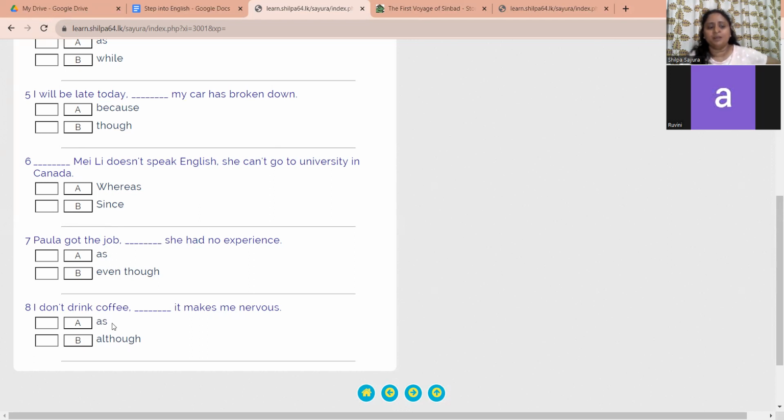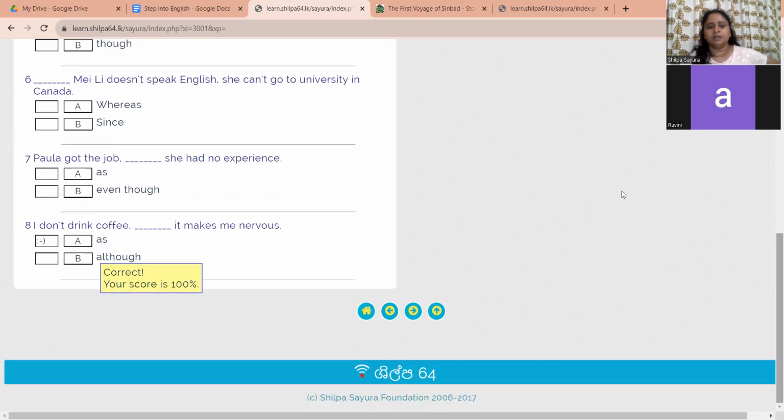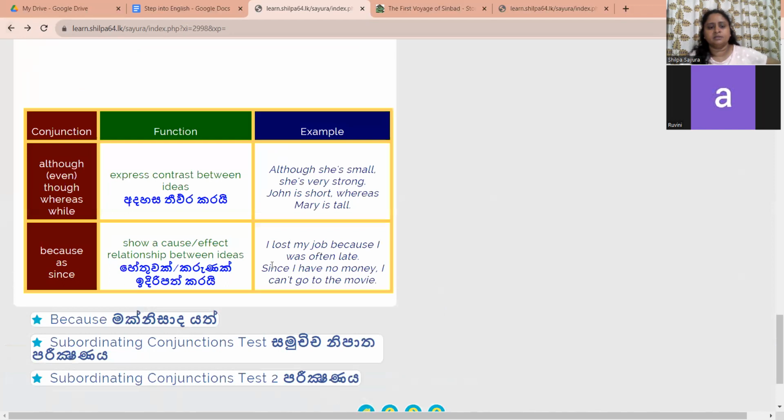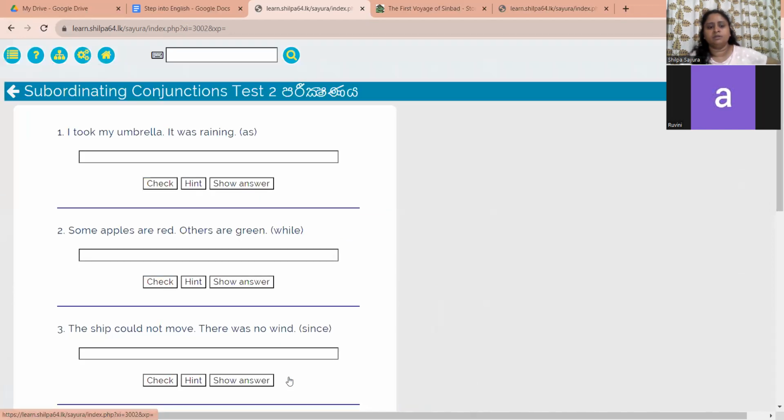I don't drink coffee as it makes me nervous. Okay, so I hope that you learned what I taught you right now. I'm so happy. So shall we move to the next part of the exercise? So the second test on subordinate conjunctions. Yes, try out.